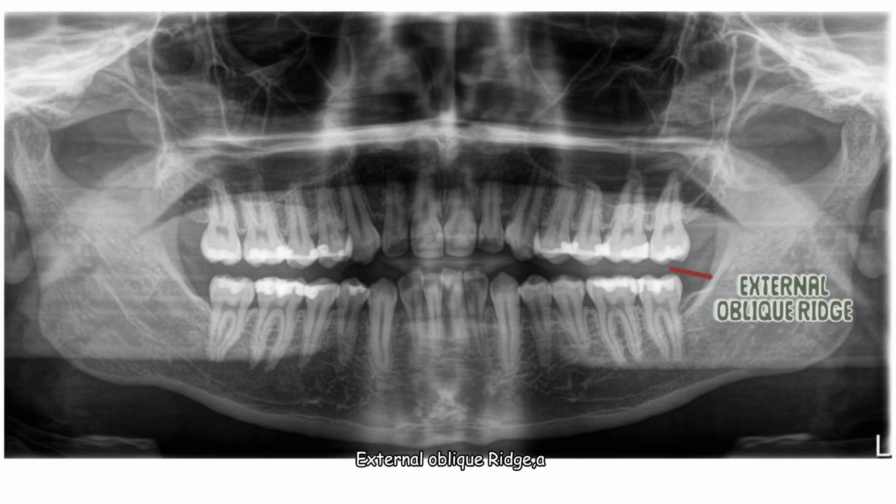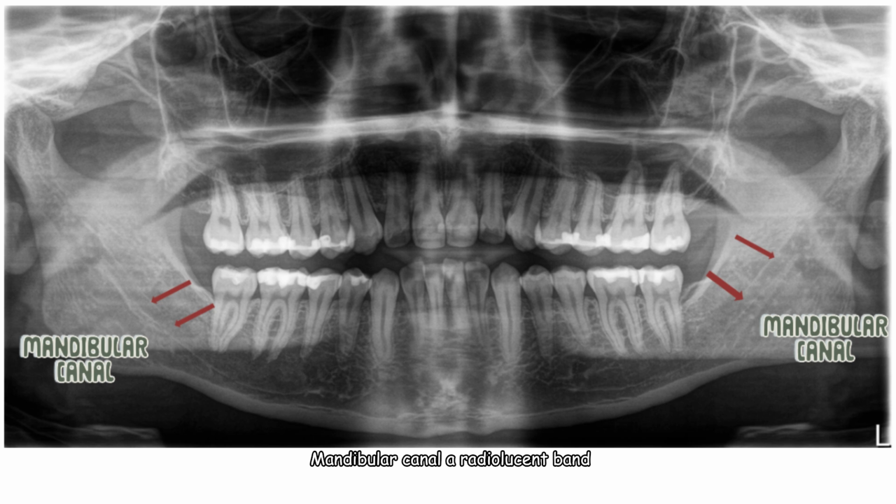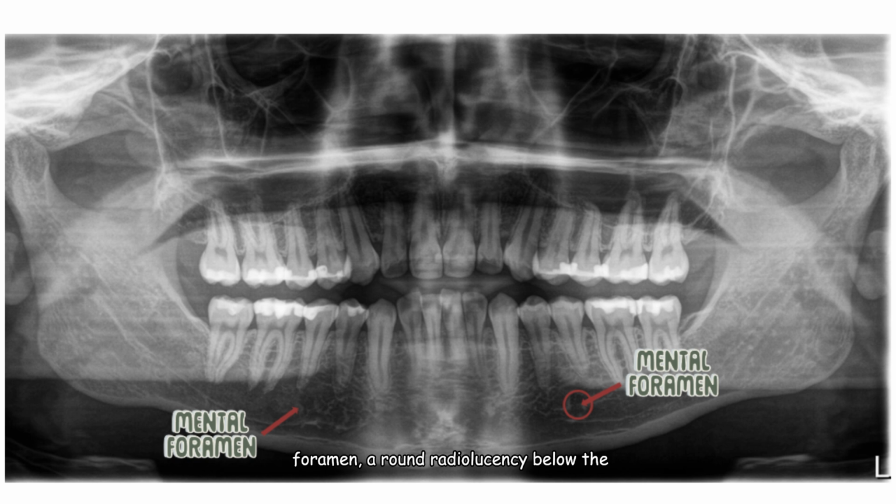External oblique ridge, a radiopaque line running across the mandibular molar region, representing a bony ridge on the external surface of the mandible. Mandibular canal, a radiolucent band outlined by a thin radiopaque line extending from the mandibular foramen to the mental foramen. It houses the inferior alveolar nerve and blood vessels. Mental foramen, a round radiolucency below the mandibular premolar apices, representing the opening for the mental nerve and blood vessels.